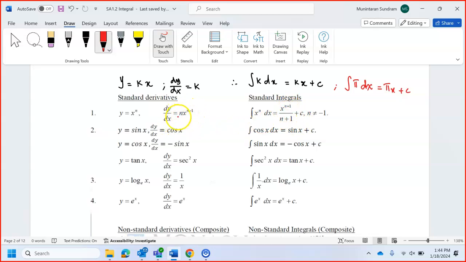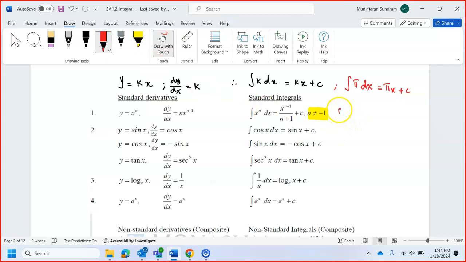Differentiation, you bring down the power, you multiply. Integration is the reverse: multiply means divide. Everything is reverse from differentiation. So if you're integrating x to the power n, that will be the formula, and most importantly, n cannot be -1.